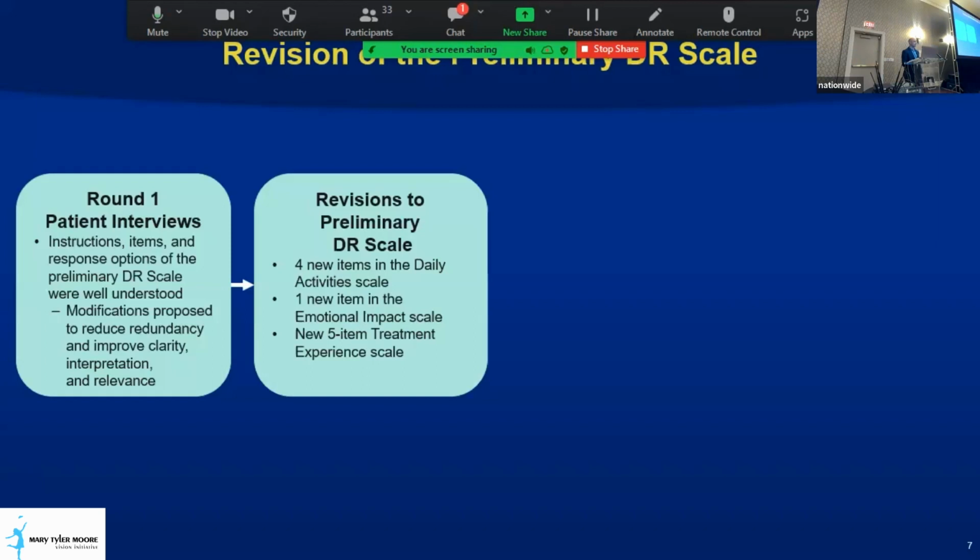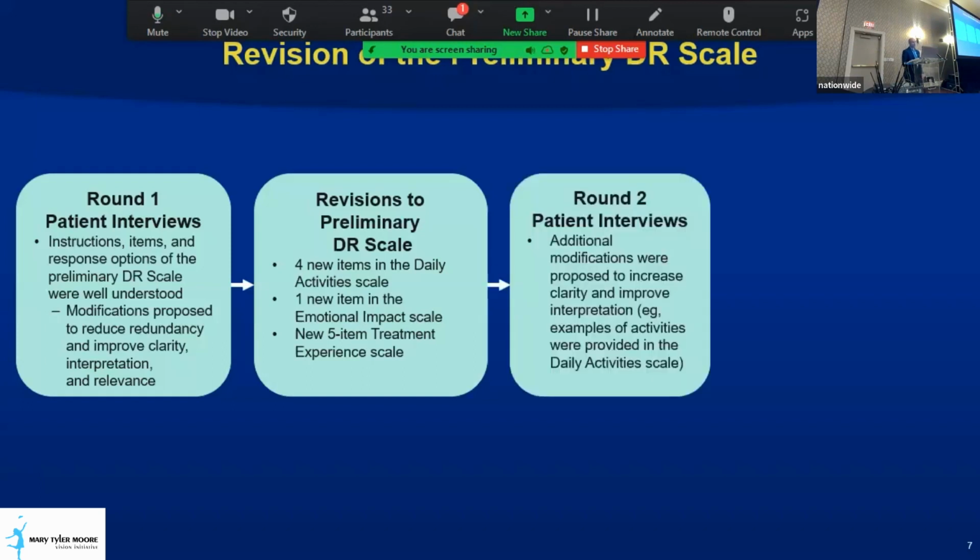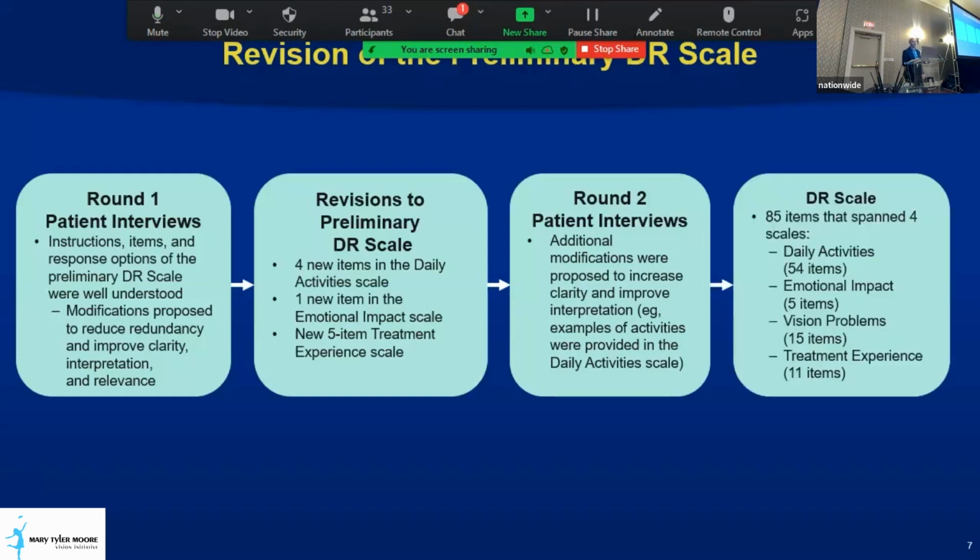We also excluded the social impact scale because of irrelevance due to COVID. So that was unfortunate, but we had no choice. Based on the round 2 interviews, we made additional modifications to improve the clarity and the interpretation. And our final scale included 85 items, spanned 4 scales, including daily activities, emotional impacts, vision problems, treatment, and treatment experience.